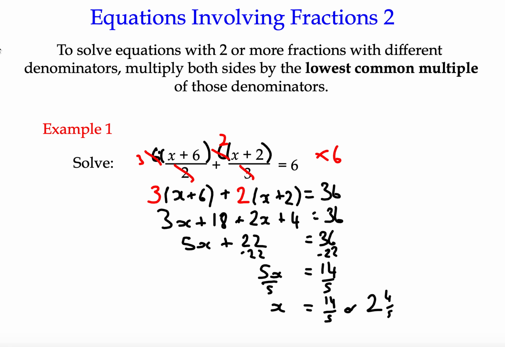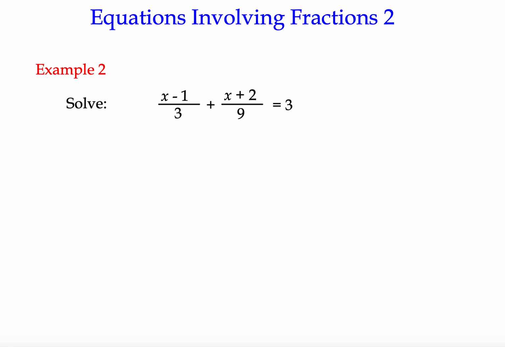Let's have a look at the next one, see what we can do here. So we've got (x minus 1) over 3 plus (x plus 2) over 9 equals 3. So we want to think about the lowest common multiple of 3 and 9. So that happens to be with 3 and 9, 3, 6, 9, and then 9 is just there. 9 is the lowest common multiple of both. So we need to multiply both sides by 9. Or you can think about doing that.